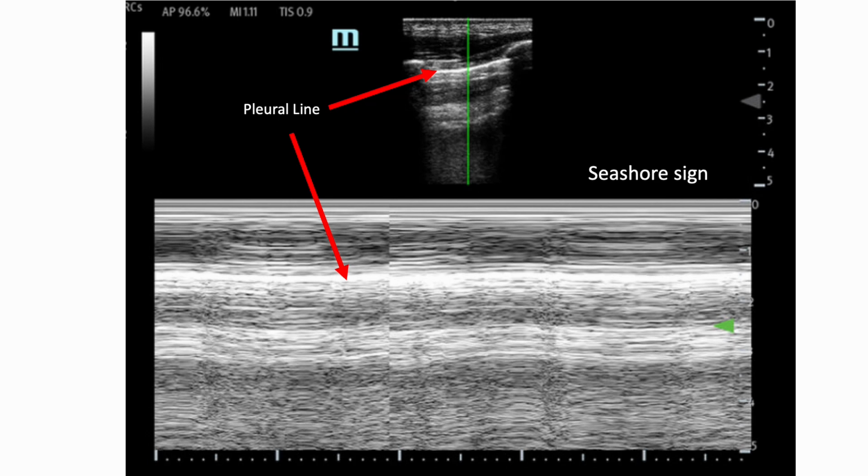I saw essentially the seashore sign. There you can see up top the pleural line demarcated here, both on the top of the screen in the B mode, and at the bottom of the screen in M mode. You can see a clear difference between the top third of the screen and the bottom third of the screen.